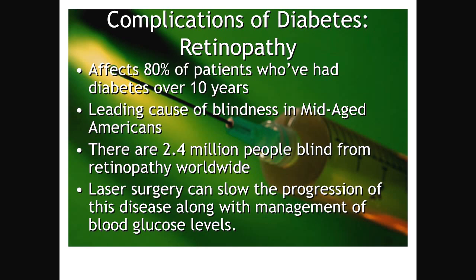Moving on to retinopathy, up to 80% of patients. It's more between 60 to 80% of patients who've had diabetes for more than 10 years, 10 or 15 years even, develop retinopathy. So it's a leading cause of blindness in the US for middle-aged Americans. Around the world, about 2.4 million people are affected and blind because of this. And again, laser surgery and new treatments can slow the progression of the disease, but of course managing the blood glucose levels early on is the best, and we always want to try to prevent it.